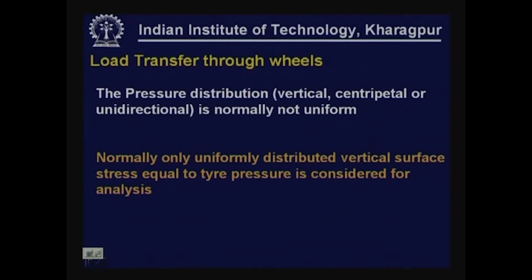This simplification is made for most of the analysis, but for rigorous analysis, if somebody is trying to identify whether any failure of the pavement is associated with the non-uniform distribution of tire pressure on the pavement surface, then the exact distribution can be obtained and used in the analysis.